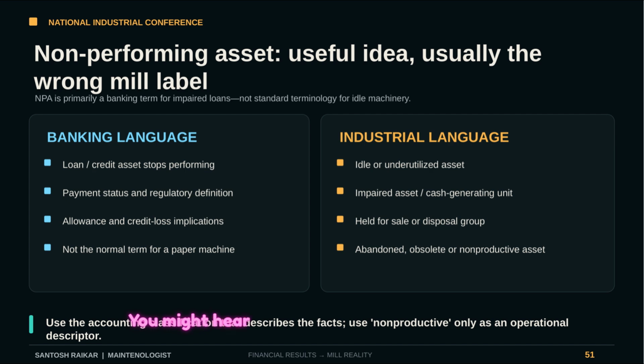You might hear the term non-performing asset. In banking, this refers to bad loans. In our world, we should stick to industrial language. Is the asset idle, impaired, or simply non-productive?